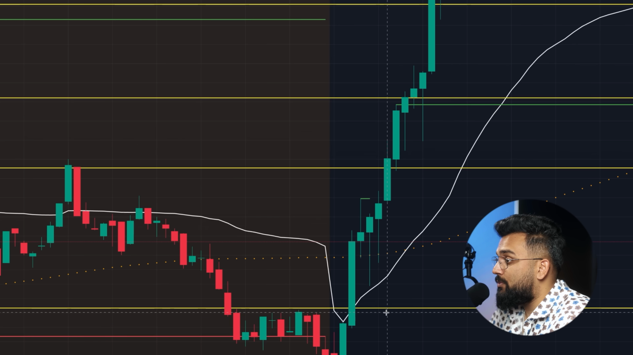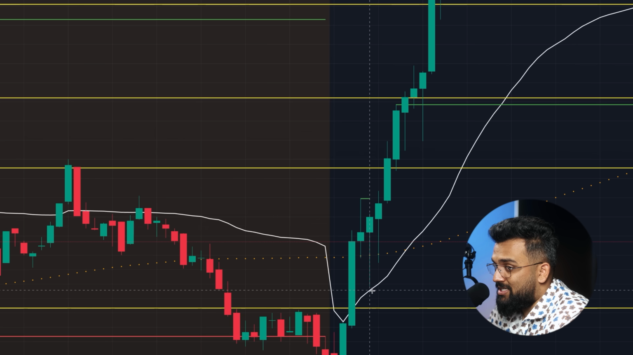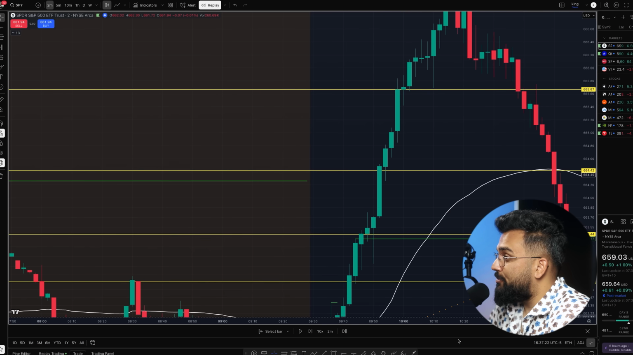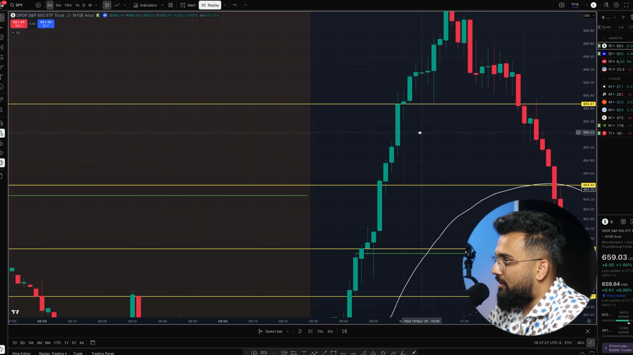And the VWAP retest wasn't the only thing that was happening. It was retesting the VWAP and also retesting the break and retest of the 200 simple moving average that we marked on our charts. And it made a huge move. That means the same setup gave you multiple different entries at multiple different occasions.